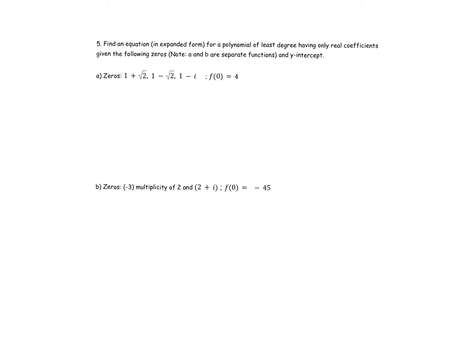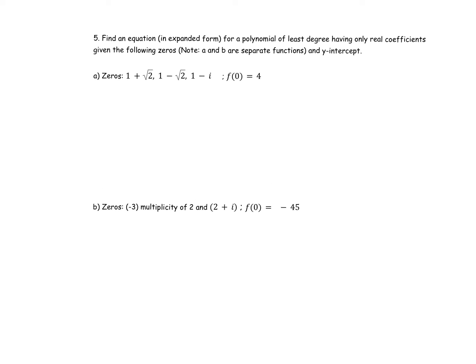So let's find part A. The first thing that you're going to start with is, okay, I notice I have zeros and I'm asking for a polynomial having only real coefficients. So we know, which is the case for all polynomials, by the way, I have two irrational roots, 1 plus root 2 and 1 minus root 2, and then I have 1 minus i. But if it's going to be a polynomial, then 1 plus i also has to be a root. So the least degree here is going to be degree 4.